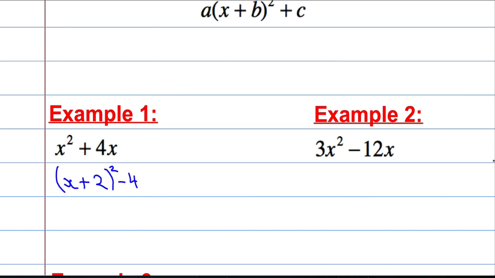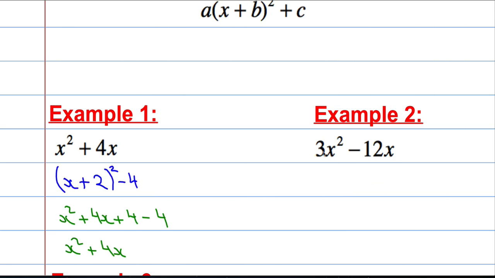I'm going to check my answer. So I'm going to change the green just to show the check. So we get x squared plus 4x plus 4. Take away that 4, and that leaves us with x squared plus 4x. So the part in blue was exactly what we were looking for. The green part is just a check. So that's the first one done.